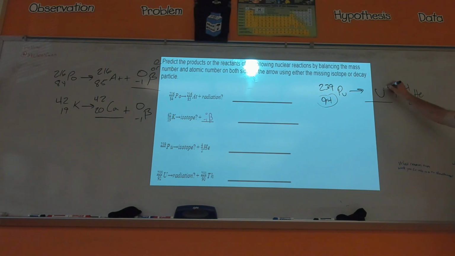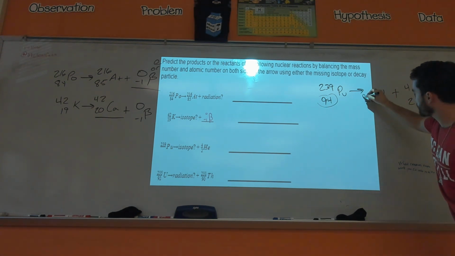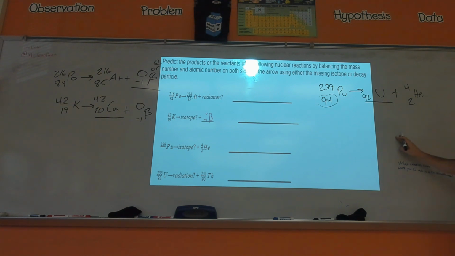Now, what are the numbers that would go here, though? What would be those two numbers? 92. 92, good. And then what about the mass number? 238. Not 238.